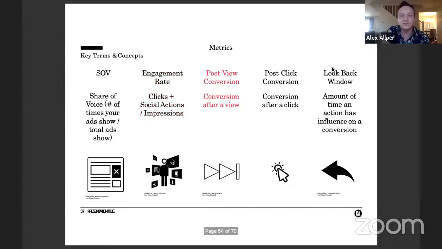Oh, I'm not turning these things red, and I should. I apologize. And then the last one is your look back window. The amount of time and action has influence on a conversion.